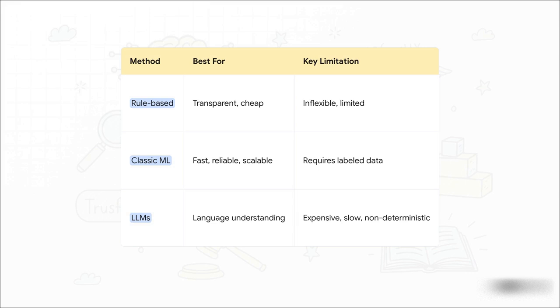LLMs are amazing, but they're also kind of slow, they can be expensive, and they're non-deterministic, which just means you can ask the same question twice and get two slightly different answers. That makes them a really poor choice for any job that needs lightning speed and perfect consistency.